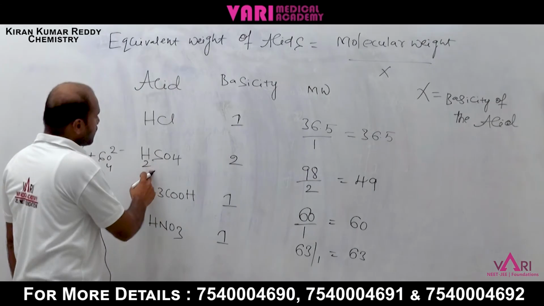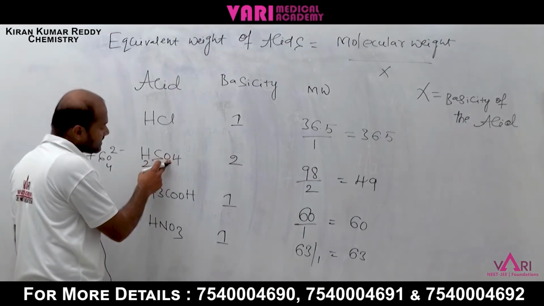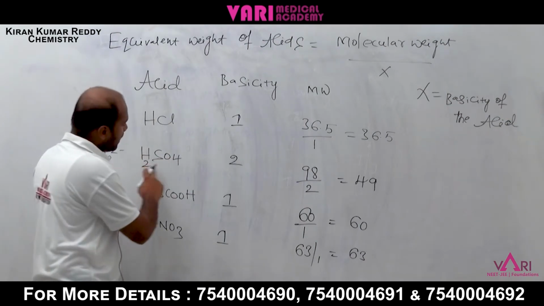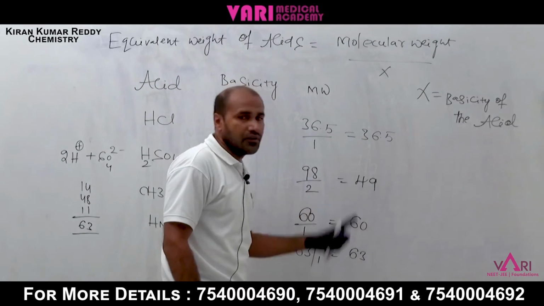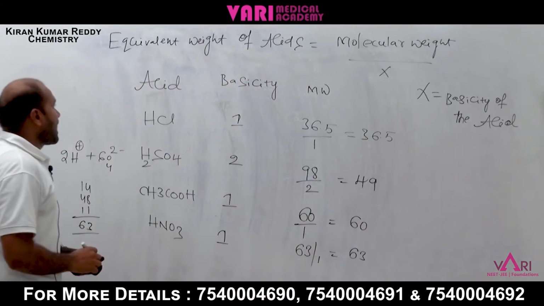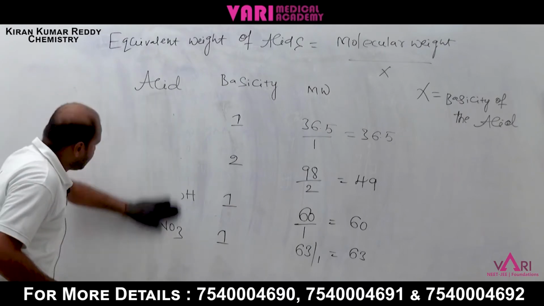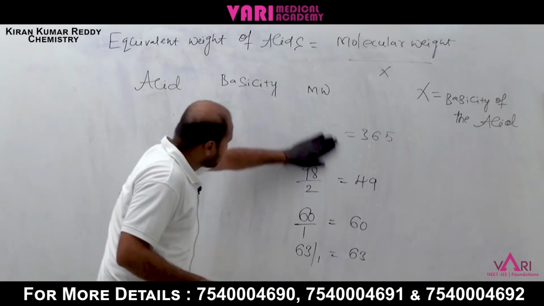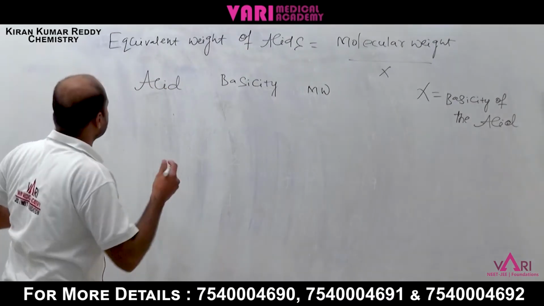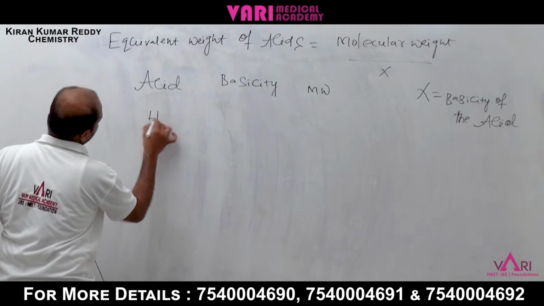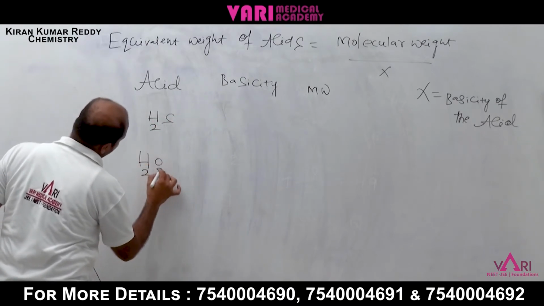And H2SO4 I am taking. Sulfur atomic mass is 32. Oxygen is 16. Hydrogen is 1. After calculating, molecular mass 98 by 2, that is equal to 49. These are the acids for which we can take equivalent weights. Next one is another example, H2S. Another one is hydrogen peroxide, H2O2.